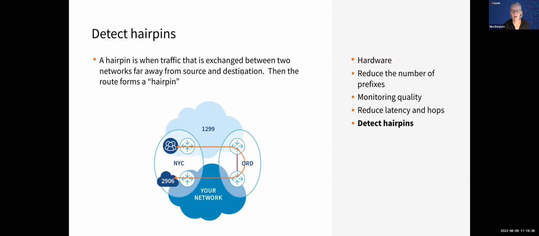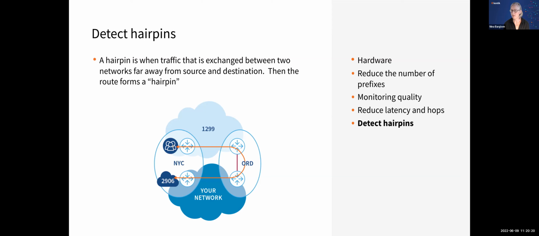The last thing I want to talk about is hairpins. If you want to look a little bit on how to prepare a conversation with a peer, in that webinar, we detected a hairpin in the analysis we were doing. And a hairpin is defined in a way where you have a traffic exchange between two networks, but the source and destination are not really that far from each other, but it has to travel a long distance to get exchanged. So in this example we have here, traffic from New York is going to Chicago to be handed over to the other network and then going back to New York.